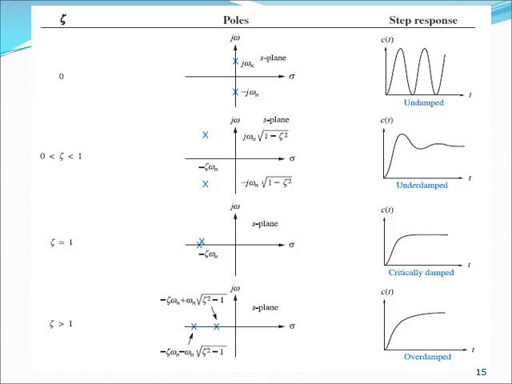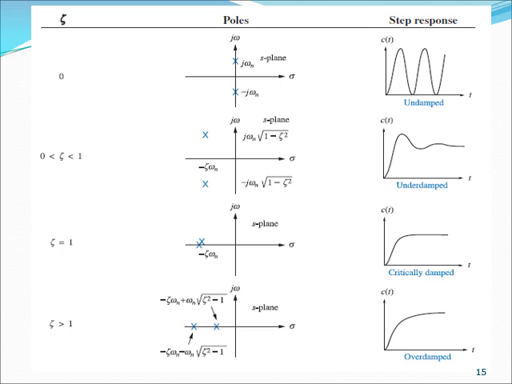So here are the responses. When zeta is 0, we have imaginary poles, a pair of imaginary poles. One is here, one is here, and this response is basically an oscillatory response. It is undamped. There is no decaying term here that will reduce this oscillation to 0. It will continue up to infinity.